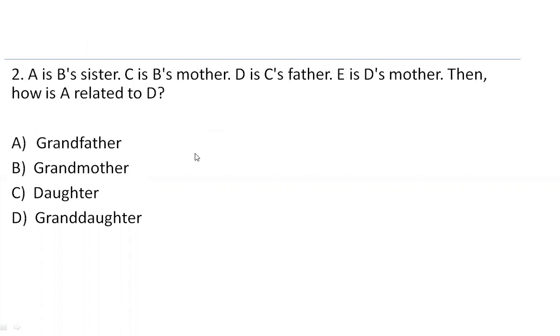A is B's sister. A is B's sister means B is here. Sister means she is a girl. C is B's mother. C is a mother, a girl. Next. D is C's father. Father means a male person.